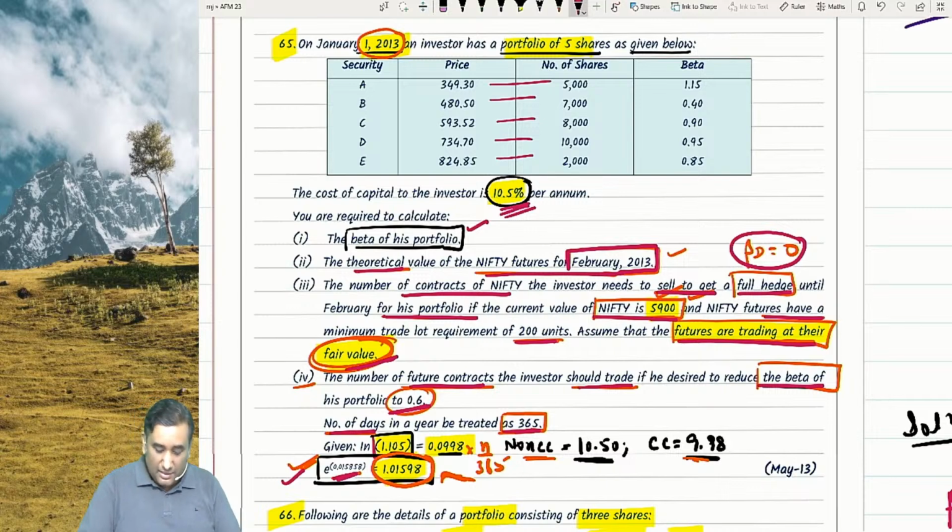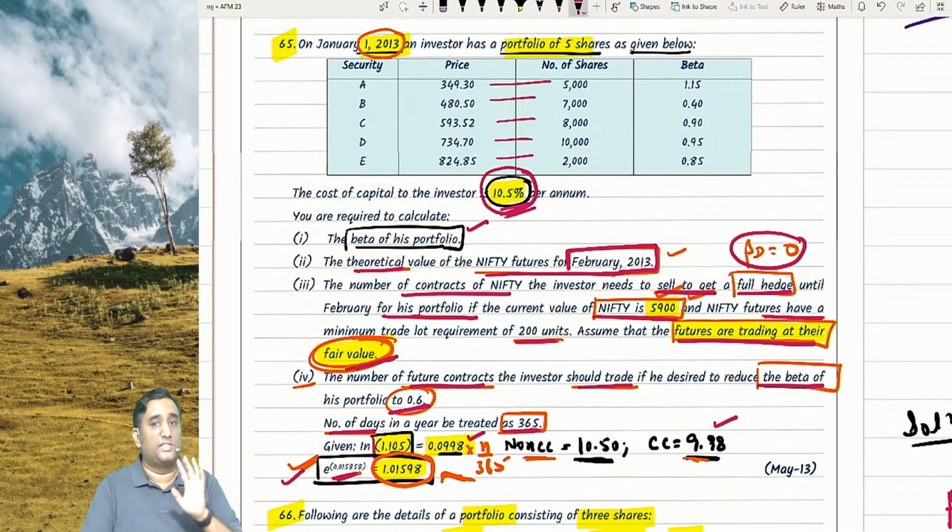Understand now what is the meaning of it. When you write ln 1.105, it means 10.5% non-CC is as good as 9.98% CC. And how did we get such 10.5? Second way of understanding: if there is a non-CC rate, non-CC means normal, of 10.5%, and if I invest 1 rupee at the rate of 10.5%, after 1 year how much will it become? 1.105. Basically, two things to remember from here: 10.5% non-CC is as good as 9.98% CC.